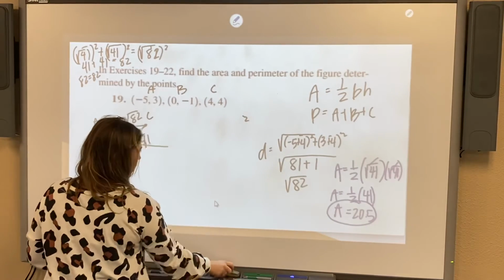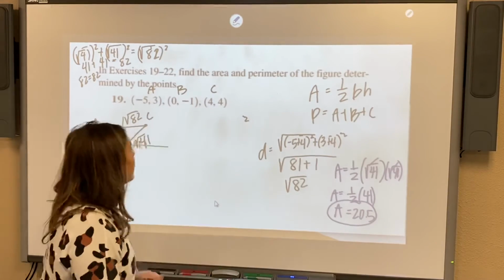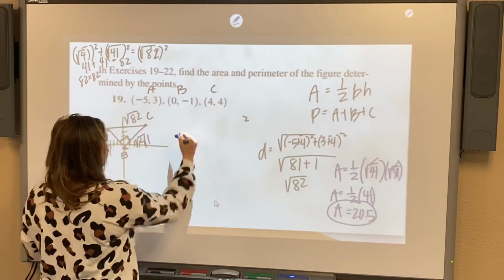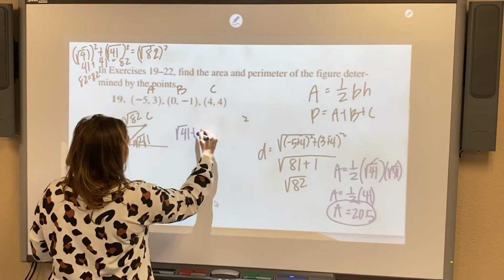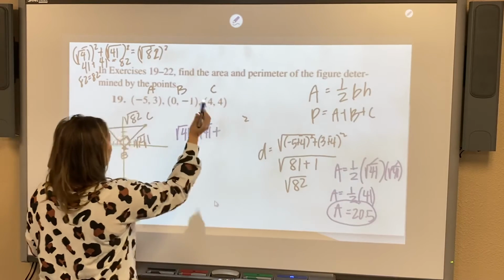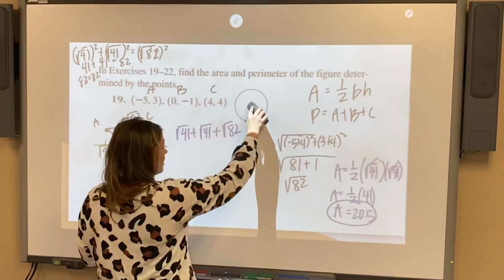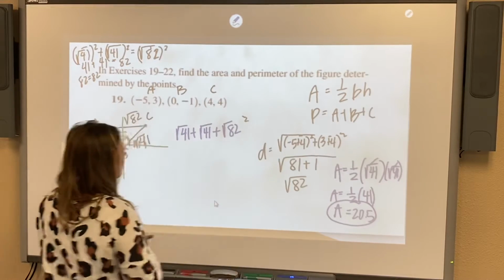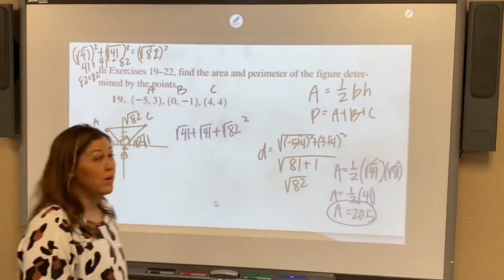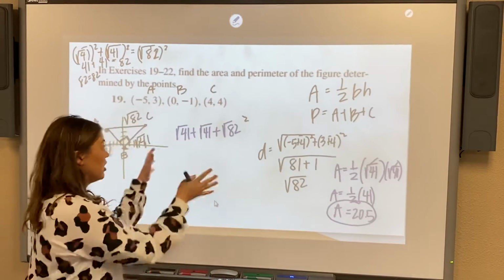So area we know is 20.5, and that's exact. It terminates, we're good. Perimeter, so A we said is square root of 41, plus B is the square root of 41, plus C would be the square root of 82, okay? Well, these are not perfect squares, obviously, that's why they are the way that they are. So if we want the exact, we're not gonna plug them into the calculator to find the decimal. We're going to just simplify this.